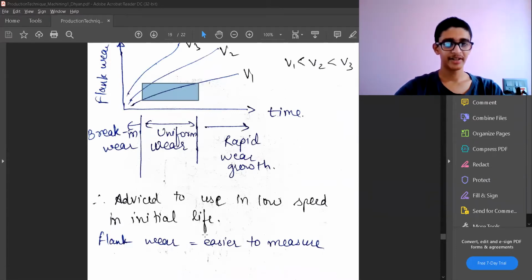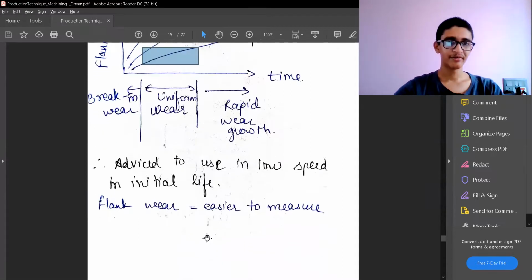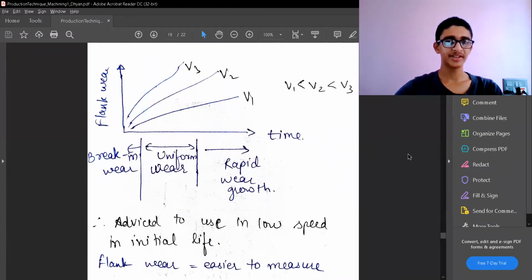And flank wear is easier to measure. Face wear we have not taken into account because it is tough to measure.